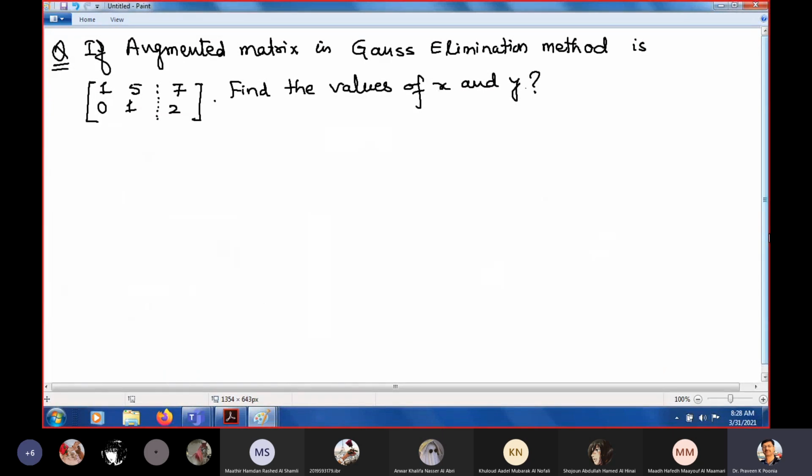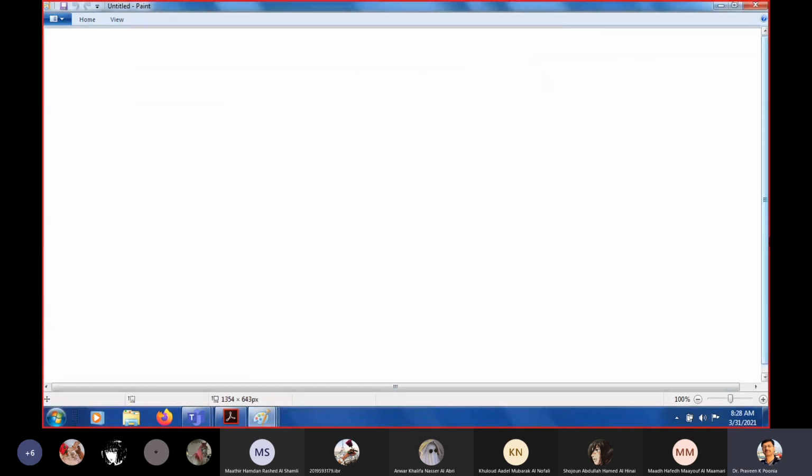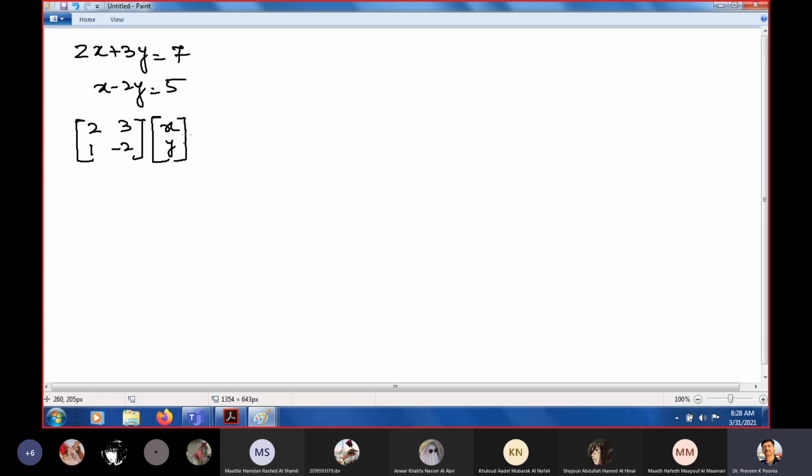Another question is the Gauss elimination method. If you see, what is the Gauss elimination method? It is 2x plus 3y is equal to 7, x minus 2y is equal to 5. This is the given set of equations. Clear? Then what do we do? We write in matrix form 2, 3, 1, minus 2, times x, y, equals 7, 5. It is Ax equals b.